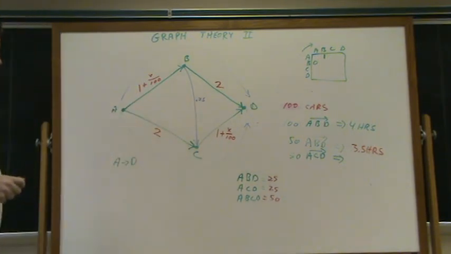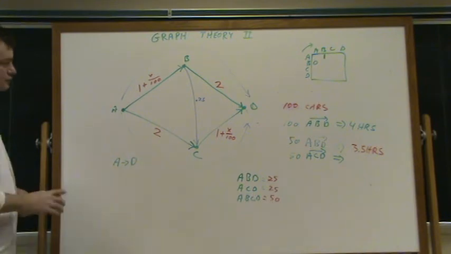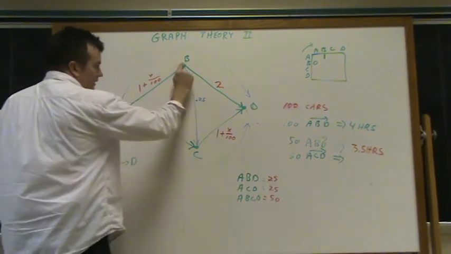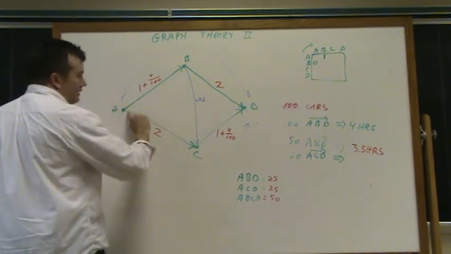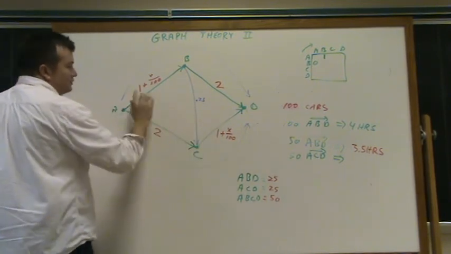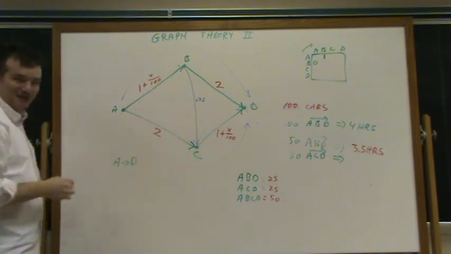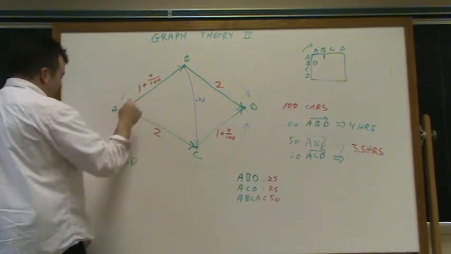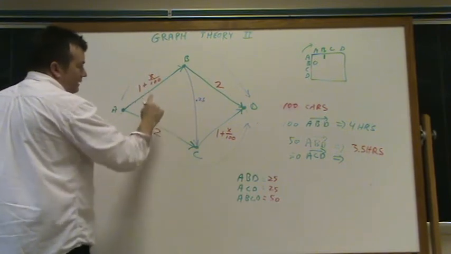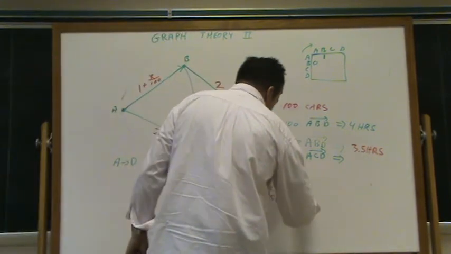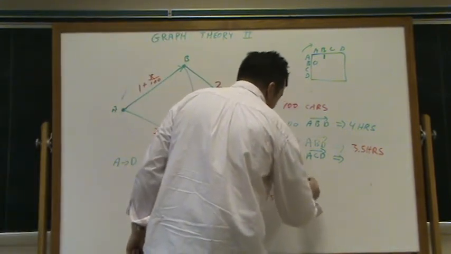1.25. 3.3 quarter. Yeah, because 25 cars are going this way out of 100, and 50 cars are going this way, this way, this way. So 75 cars are going along here, right? 75 out of 100, 3 by 4, so this would be 3.75. 3.75 hours.